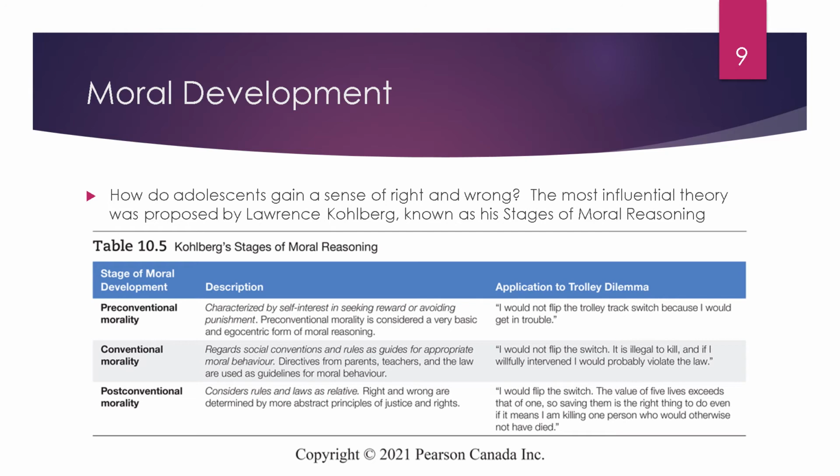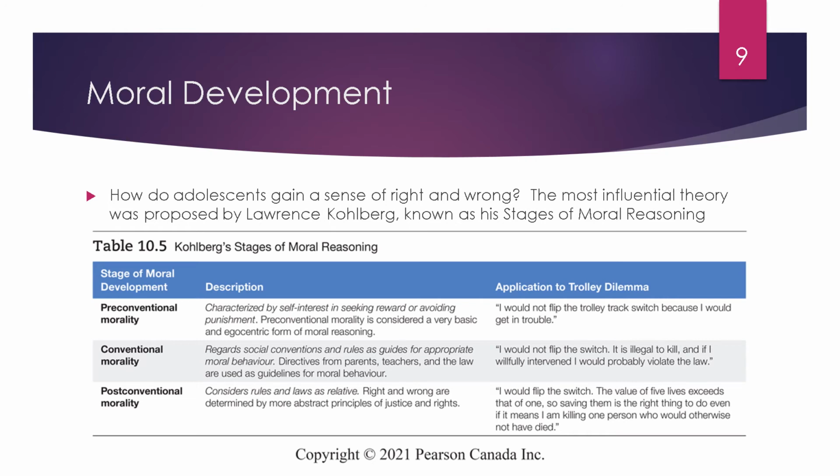But based on the different stages of moral reasoning, we can see that there will typically be different applications in terms of that trolley dilemma. So somebody who is in that stage of pre-conventional morality, where they're basically only doing things for their own self-interest and either to get a reward or avoid a punishment, they will probably say, I would not flip the trolley track switch because I would get in trouble. So they're not thinking about the people, they're not really thinking about the situation. They know that if they do it, they might get in trouble, and therefore they're acting in their own self-interest and saying, no, I wouldn't flip the switch.